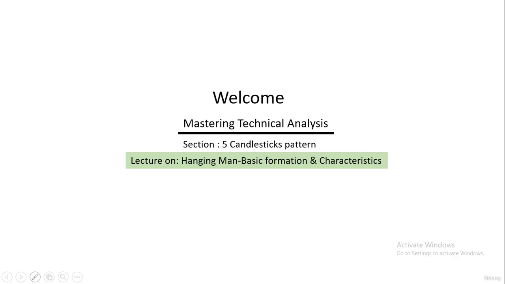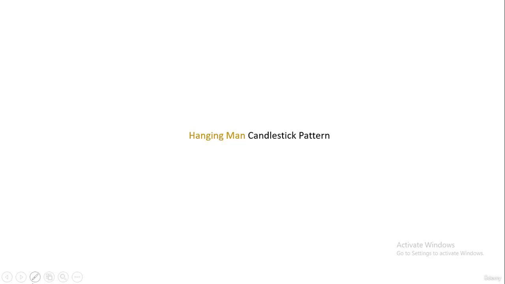In the previous lecture, I covered the basic formation and characteristics of the hammer pattern on a price action chart. From this lecture, we will learn another strong candlestick pattern, the Hanging Man Candlestick Pattern. So in this lecture today, I will be talking to you about the basic formation and characteristics of the Hanging Man Candlestick Pattern on a price action chart.